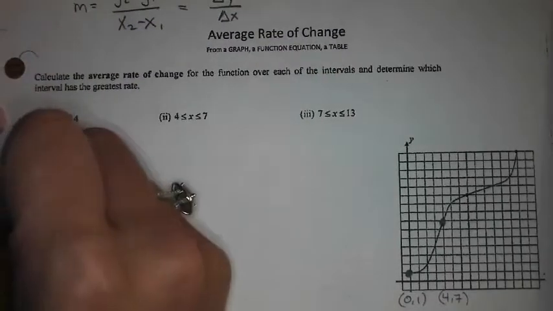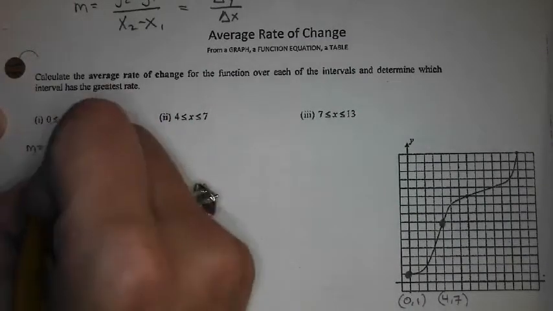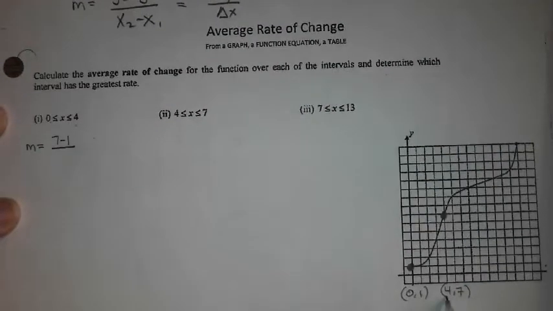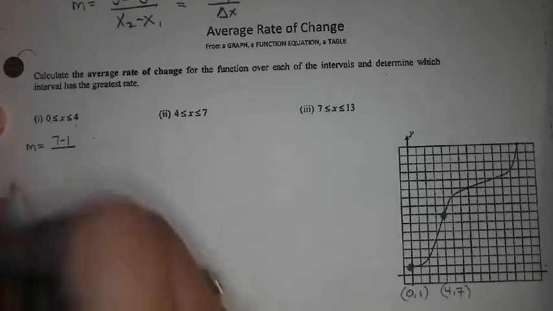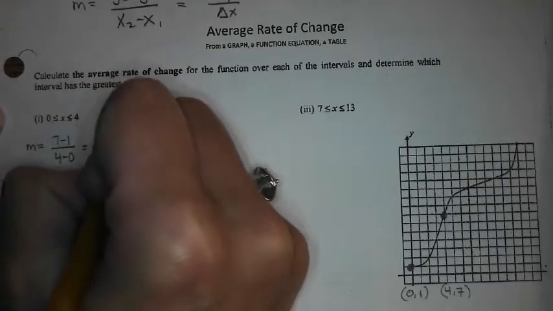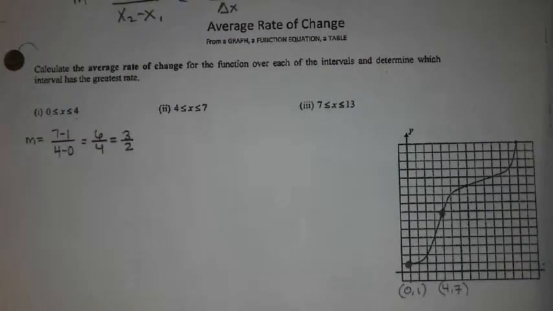And then just do your slope formula. Your second y coordinate 7 minus your first y coordinate 1, over your second x coordinate 4 minus your first x coordinate 0. 4 minus 0, and reduce. You get 6 over 4, which reduces to 3/2. Any questions on that?